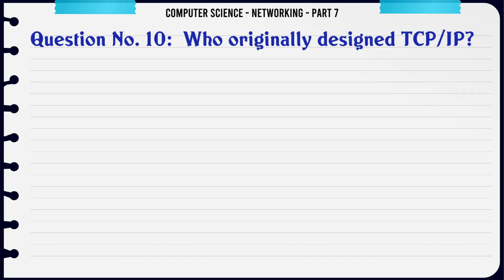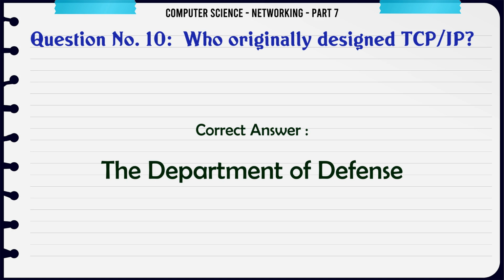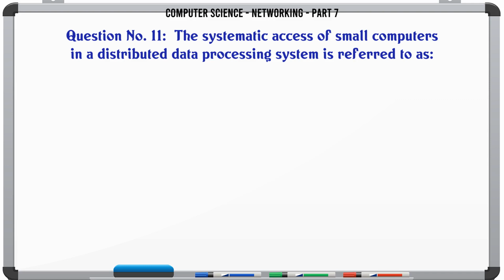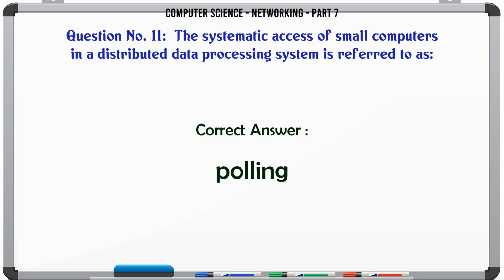Who originally designed TCP/IP? A. The Department of Defense. B. Novell. C. IBM. D. Xerox. The correct answer is the Department of Defense. The systematic access of small computers in a distributed data processing system is referred to as A. Dialed service. B. Multiplexing. C. Polling. D. Conversational mode. The correct answer is polling.